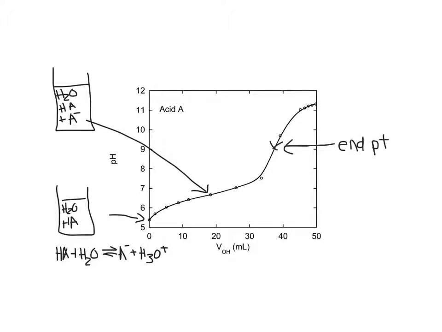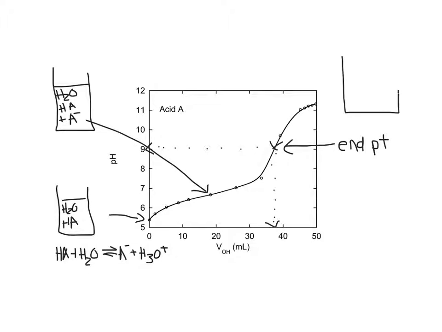And you can see that we can measure the volume of OH- required to get to the endpoint. You can also see that this endpoint has a pH that is larger than 7. So it is more basic than neutral. So when we get to the endpoint, we do not have a neutral solution. So what exactly is in our beaker at the endpoint?